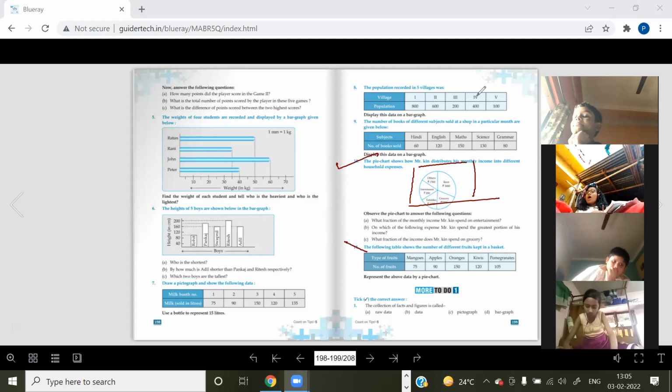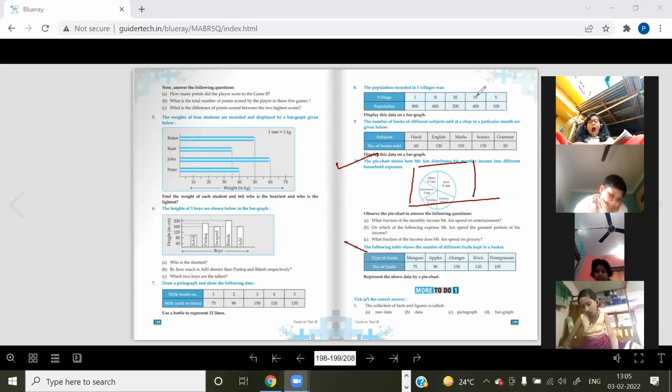Now number 10. Look at this. How to draw? Number 11, basically, right now no need to learn about number 11, because you will have to draw a pie chart. When I explain this with the help of a protractor, only then you will do this. Understood? Today, let me explain number 10 now.